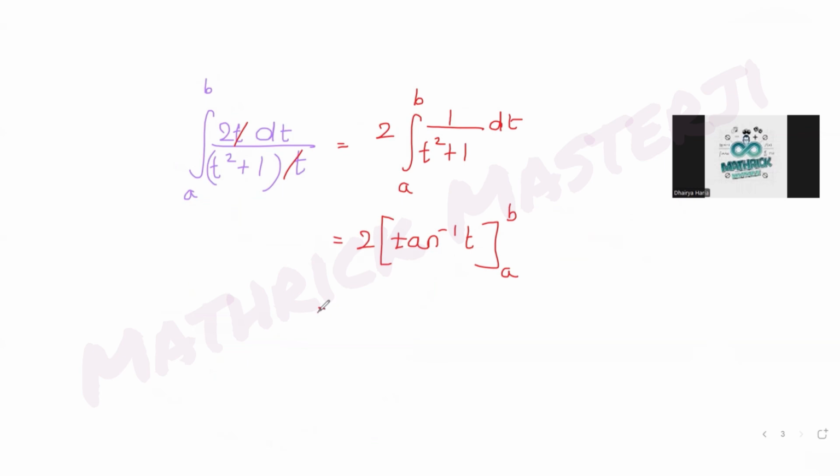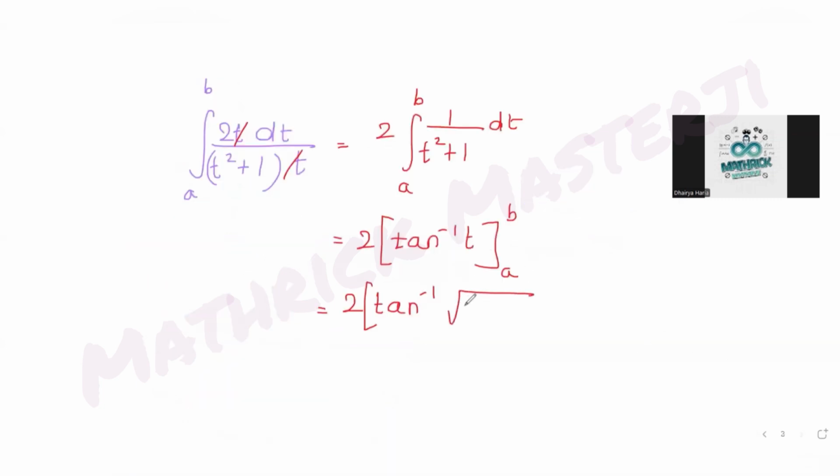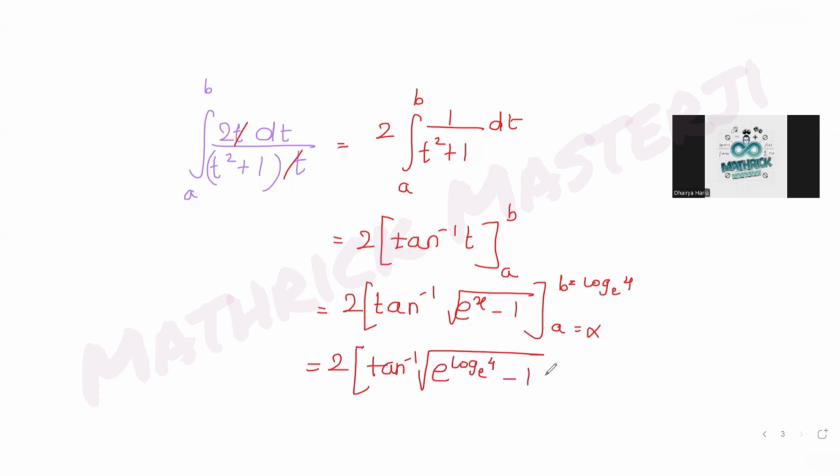Now if I resubstitute, I get 2 tan inverse of, instead of t, root of e raised to x minus 1, from a to b. Now a is basically alpha, b is log 4 to the base e. So if I substitute the limits of a and b, I get 2 times tan inverse of square root of e raised to log 4 to the base e minus 1, minus tan inverse of square root of e raised to alpha minus 1.